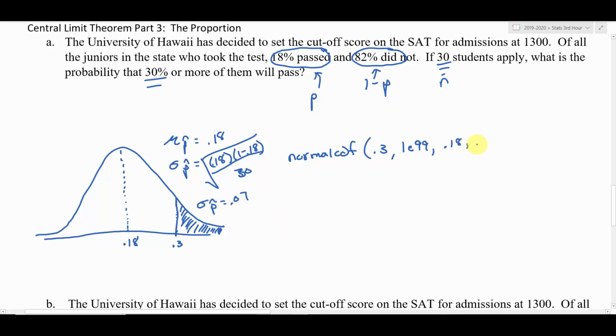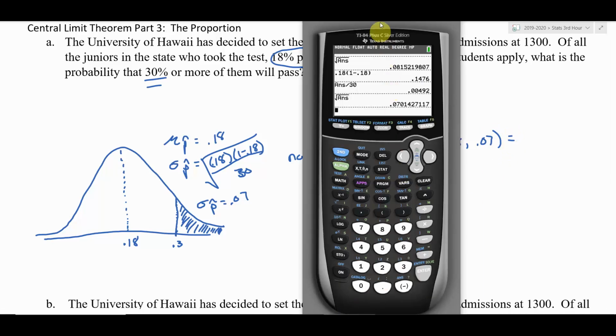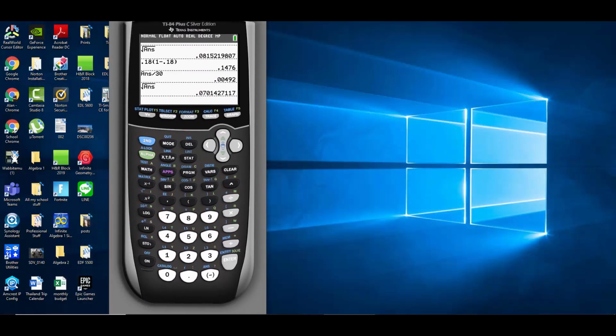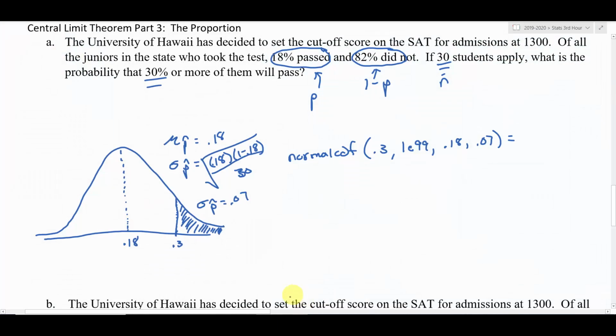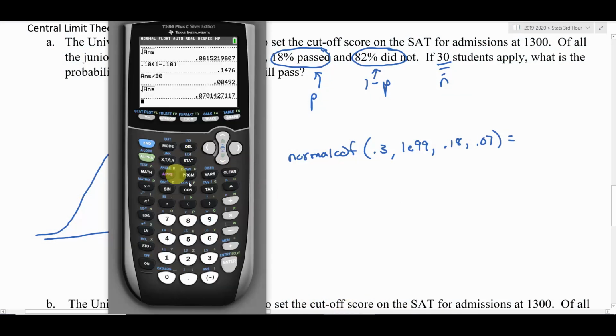So I'm going to put a 0.07 in here for the last piece of my normal CDF. And I'm going to go back to my calculator and crunch that number. So let's see what we get. There we go. So we got a second distribution, normal CDF, which is option 2. And we're going to say 0.3 for our lower bound. We're going to say 1E99.